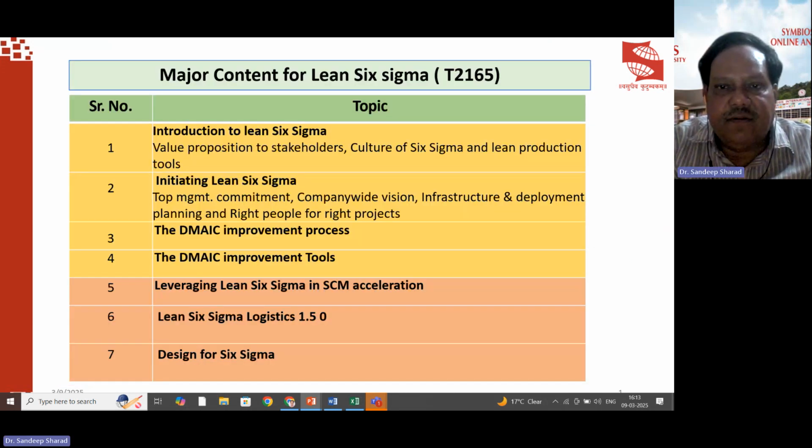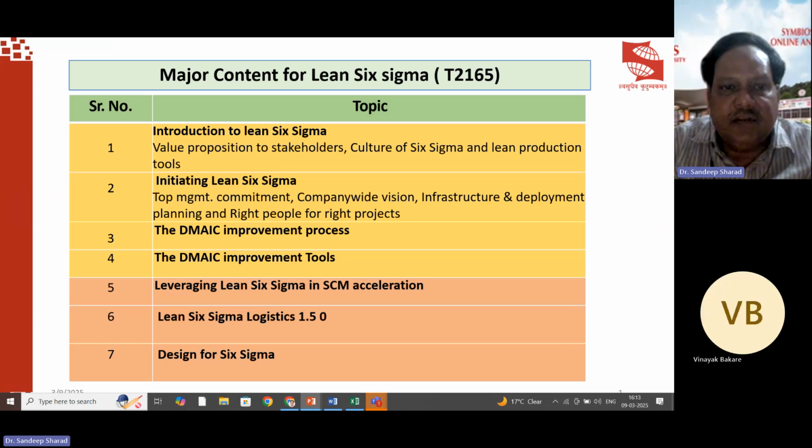So major content for the Lean Six Sigma topics are Introduction to Lean Six Sigma, value proposition to stakeholder, culture of Six Sigma and lean production tools. These are the major areas as far as the Introduction to Lean Six Sigma is concerned. We are going to discuss the evolution of lean, evolution of Six Sigma, what is Lean Six Sigma, how it corresponds to the industry and how it has an impact on the industry, in manufacturing as well as service sector, to provide the value proposition to the stakeholders and the customers as well.